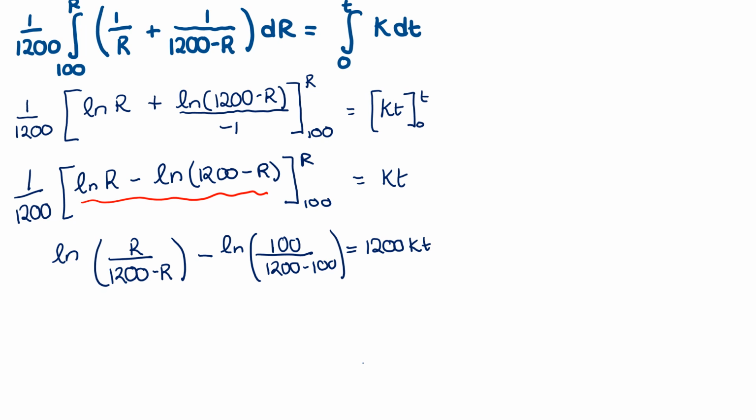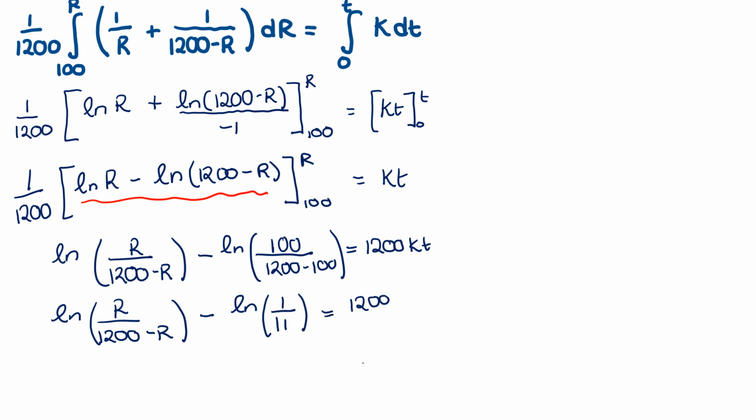Okay, so again, remember, we're trying to get or on its own. We're trying to isolate that. Let's do a little bit of cleanup. So we have the natural log of or, 1200 minus or. And this becomes minus the natural log of 100 over 1100, which simplifies down to 1 over 11.